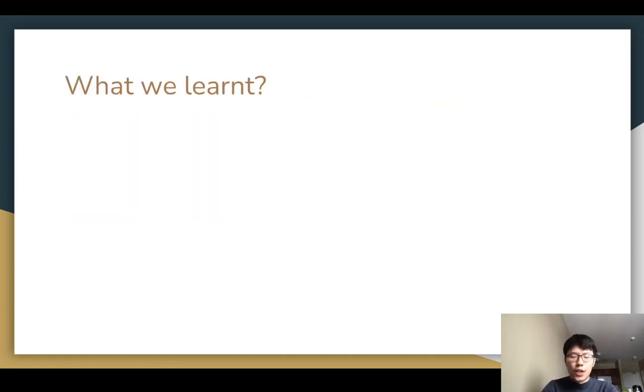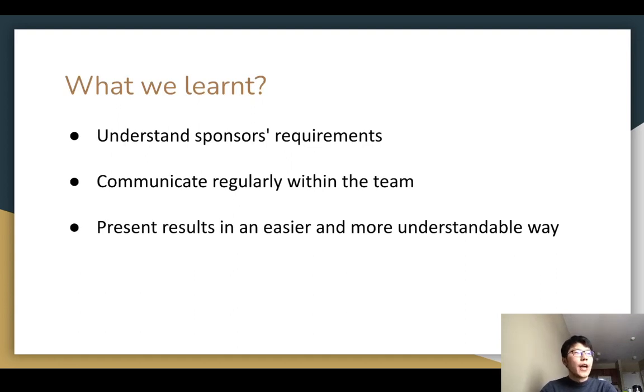So what did we learn? The first thing we learned is to understand the sponsors' requirements. Only after we have a deep understanding of the requirements can we make a better project strategy and plan ahead. In our project, we spent the first couple of weeks talking with the sponsors and understanding what they need, what the project objectives are, what is in the scope, and what requirements are out of the scope. And it really helps. We divided our team according to the sponsor's requirements, and we made the strategy according to the project objectives. So that's the first thing we learned.